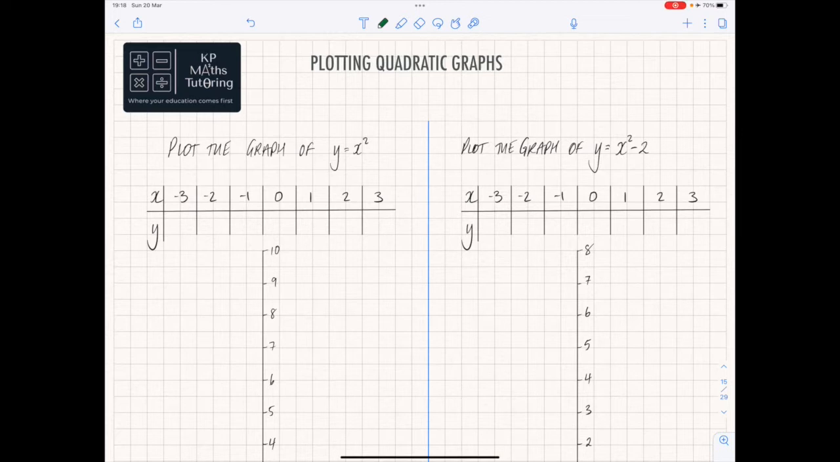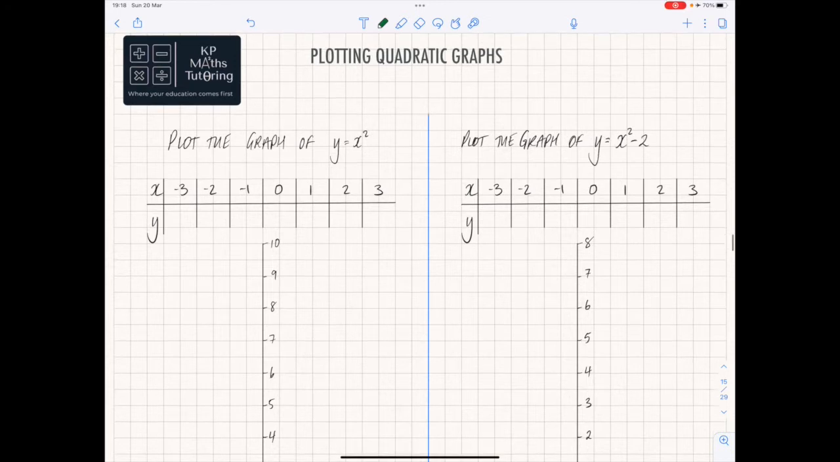First of all, let's go really simple. y is equal to x squared. All you're saying here is to get my y value, I take my x value and square it. And remember, squared means times by itself. Now, in this case, x is minus 3. So to get y, I just do minus 3 squared, which is minus 3 times minus 3. Be really careful here. When you do minus 3 times minus 3, it gives you a positive number.